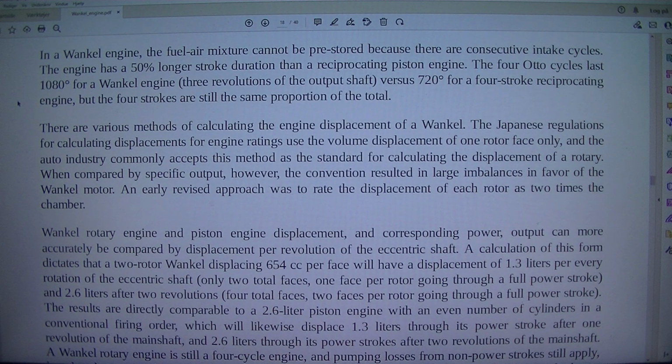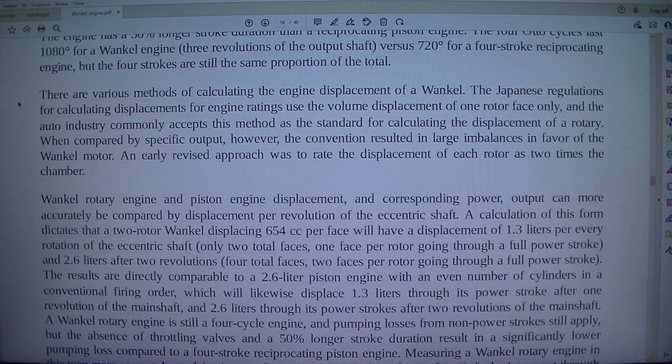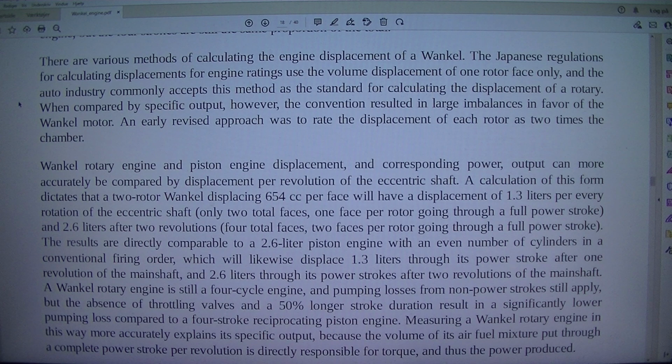There are various methods of calculating the engine displacement of a Wankel. The Japanese regulations for calculating displacements for engine ratings use the volume displacement of one rotor face only, and the auto industry commonly accepts this method as the standard for calculating the displacement of a rotary. When compared by specific output, however, the convention resulted in large imbalances in favor of the Wankel motor. An early revised approach was to rate the displacement of each rotor as 2 times their chamber.